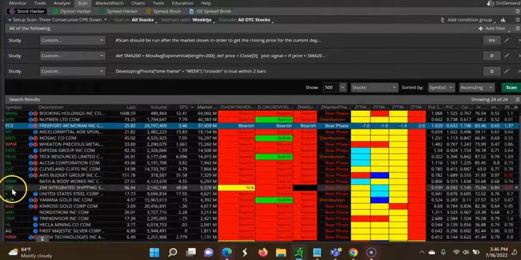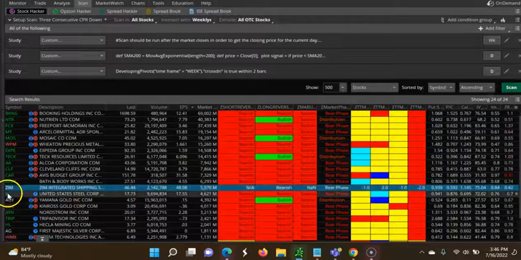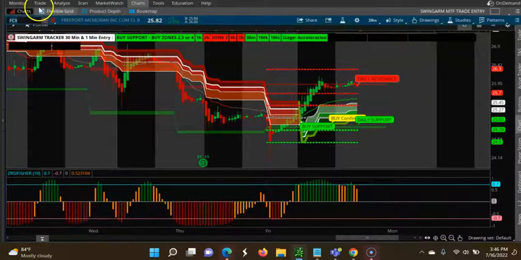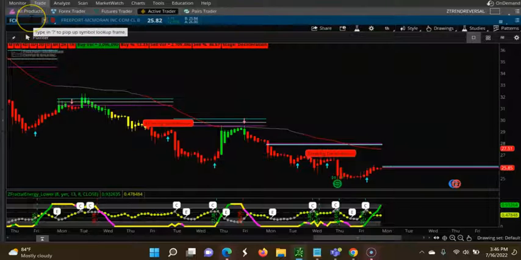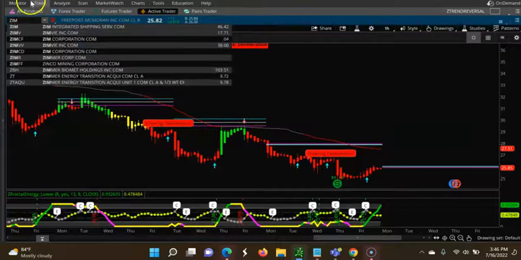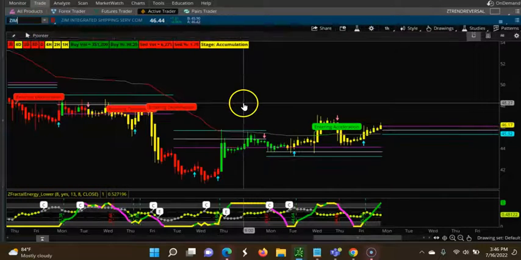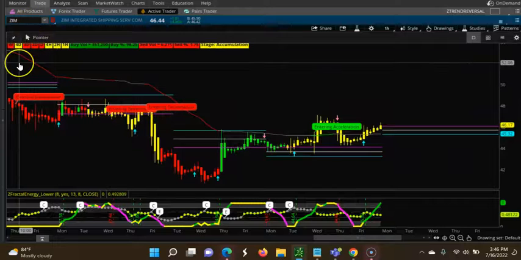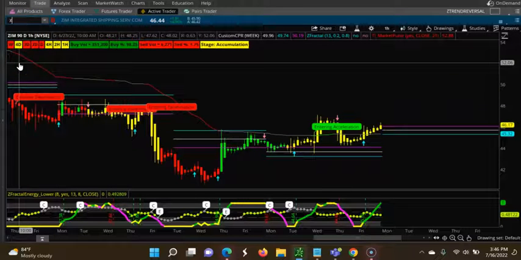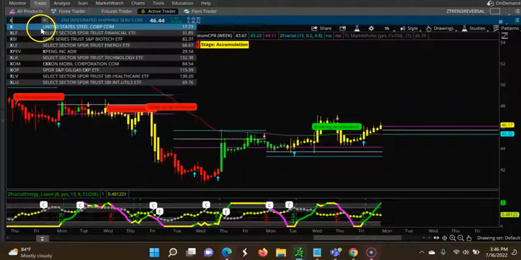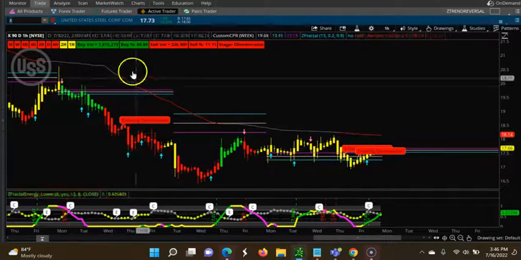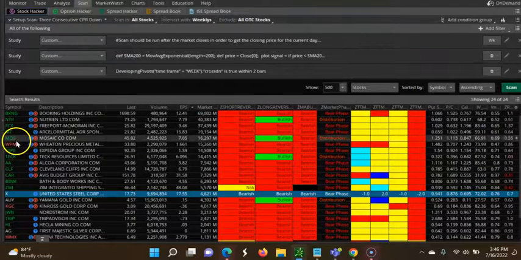Let's look at X, ZIM and X. Chart. ZIM is not a good setup because you can see it's going up. X also is not a very clean setup. Let's look at something else.